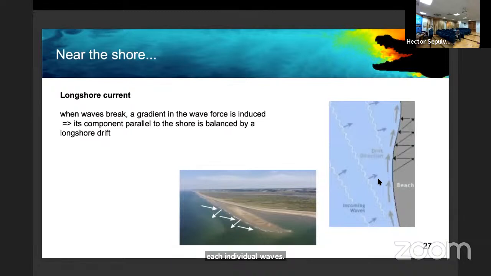Then, at a larger scale of the beach in general, when waves are not completely normal to the shore, which is most of the time the case, waves will generate a drift and a current along shore. That's why you can generate this sand tongue. You have this longshore drift that is most of the time the same, and it's pushing the sand, creating a new tongue of sand due to this longshore transport.